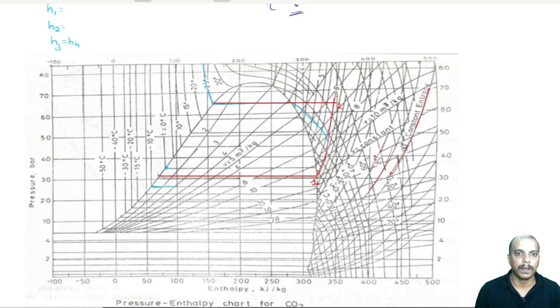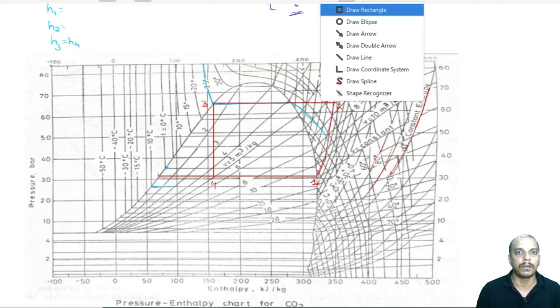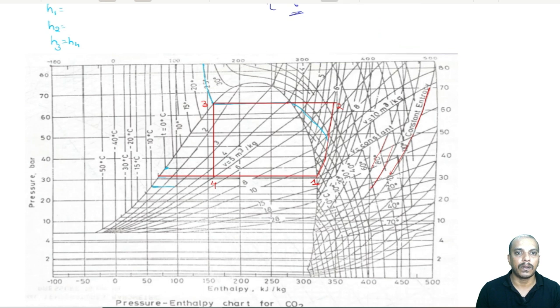So, we have found out 1 to 2, then 3 is going to be saturated liquid, that much we know, and then we will drop a vertical line from here to here. Okay. So, that is isenthalpic process, enthalpy constant. So, this is going to be our point 4. Okay. So, now for 1, 2, 3, 4 we can find out the enthalpies. So, that is all we want. So, let us go for finding out enthalpies.